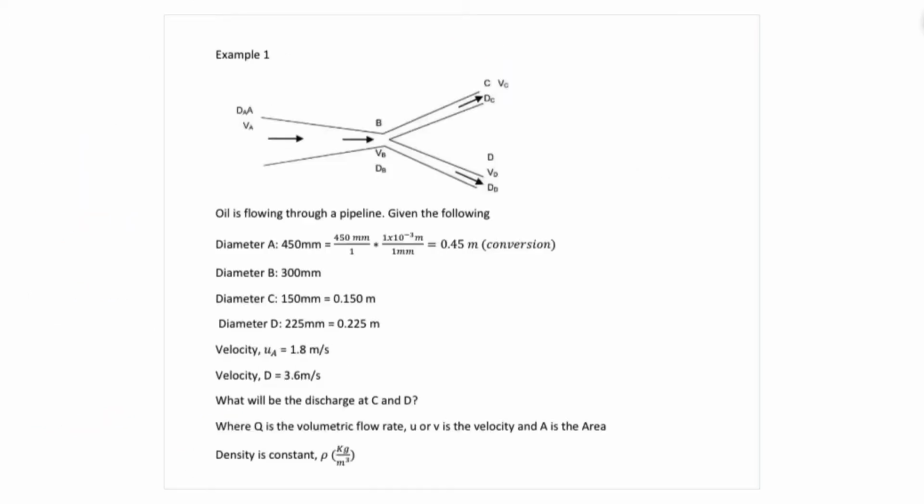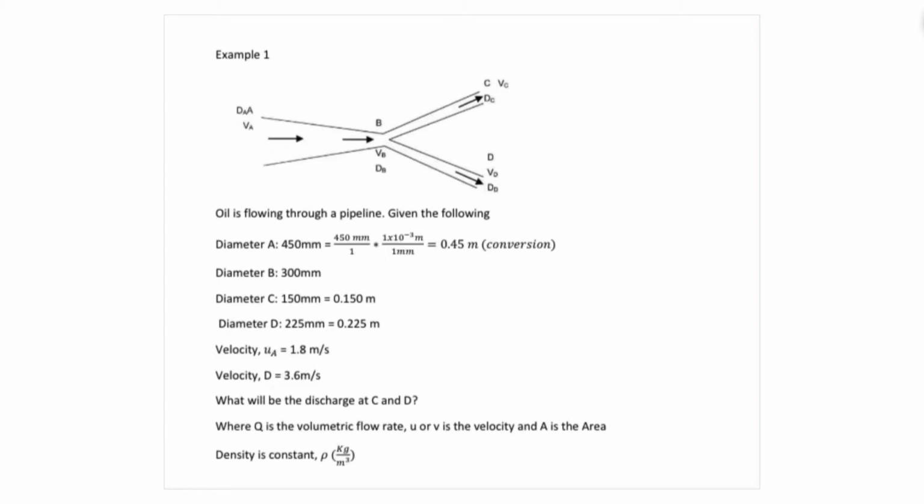We have fluid entering and our fluid is said to be oil. It's entering through a pipeline and our pipeline converges and separates into a fork and discharges at points C and D. So we have fluid entering and it passes point A, point B, point C and point D. We are given the diameters for A, B, C, D. We are also given the velocity for A and the velocity for D. What is the discharge at points C and D?